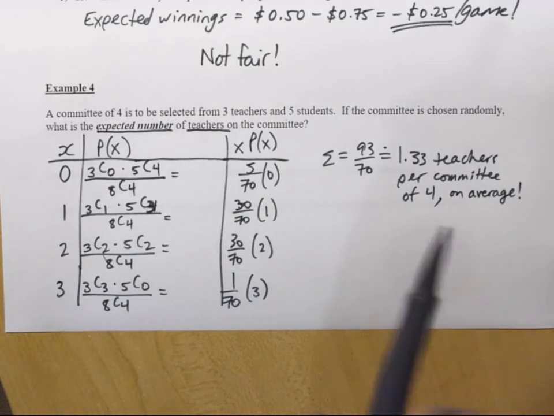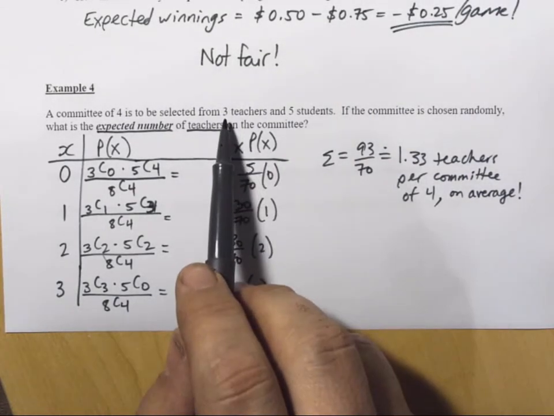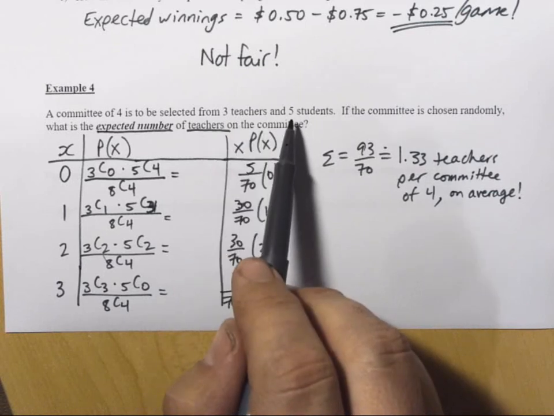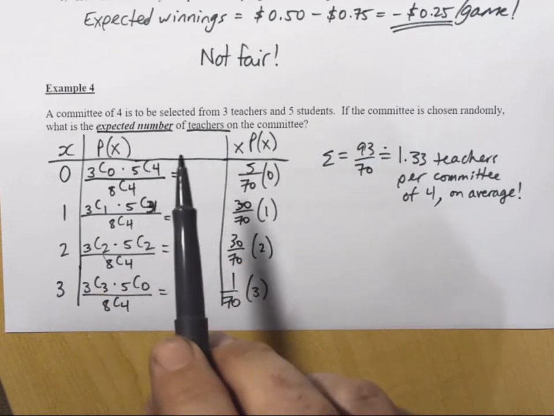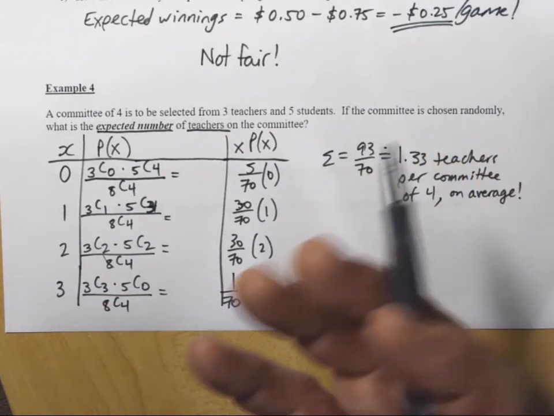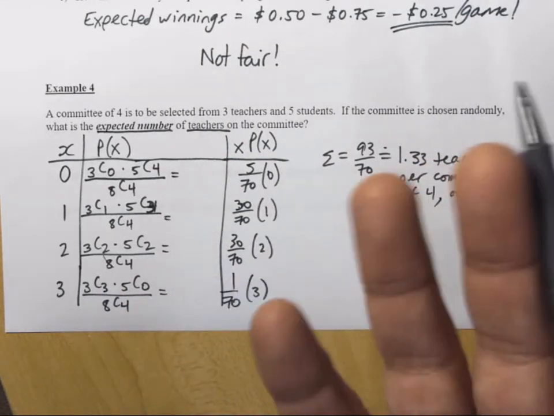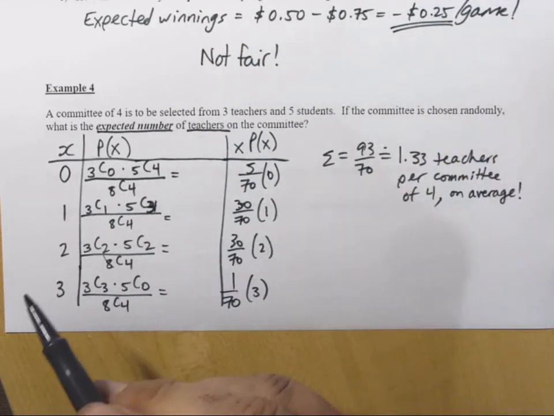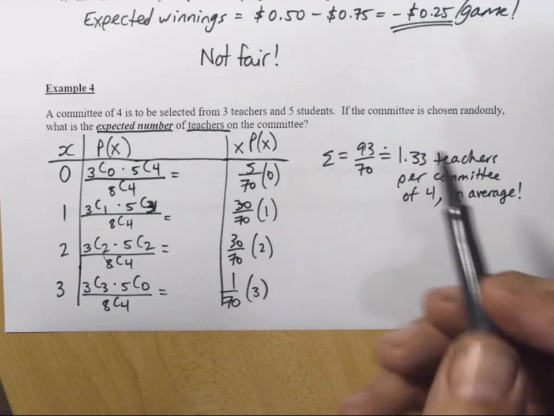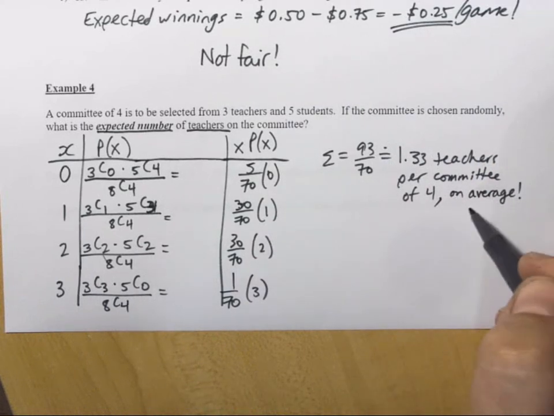Now why does that make sense? Because there are fewer teachers than students. So if we're making a committee of 4, I wouldn't get 2 and 2 on average. I wouldn't get even amounts. I would have fewer teachers than students per committee on average.